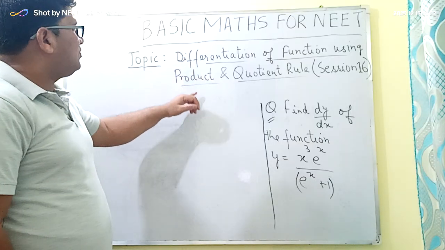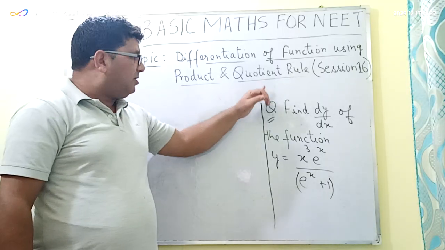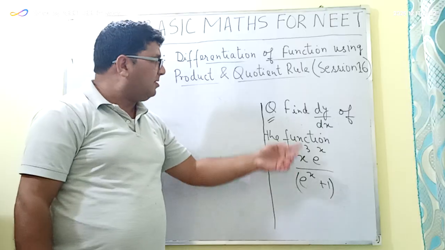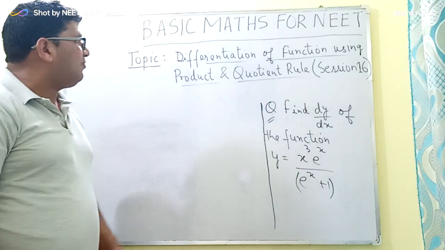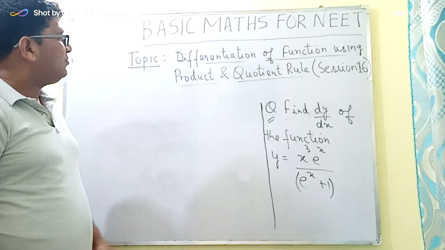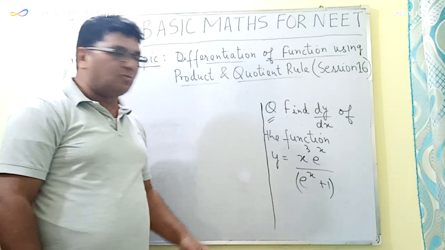The topic is the differentiation of a function using both the product and the quotient rule. Based on this topic, I have one question for this session, which is written here on this board. This session is in continuation of session number 15, in which we have done a similar question utilizing both the product and the quotient rule.